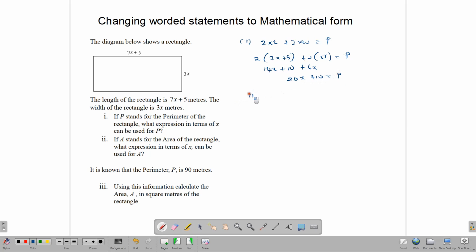Now for part 2. If A stands for the area of the rectangle, what expression in terms of x can be used for the area? Now, area of a rectangle is written down as the length times the width. So we can simply write down 3x multiplied by 7x plus 5. And this expression would be equal to the area.